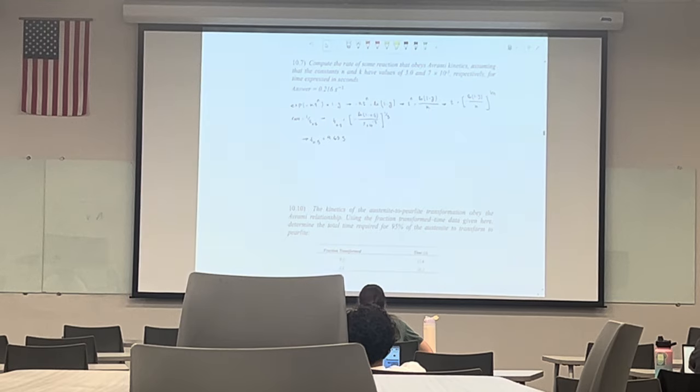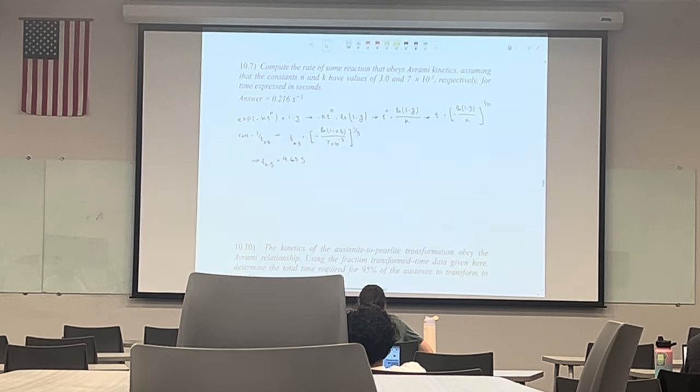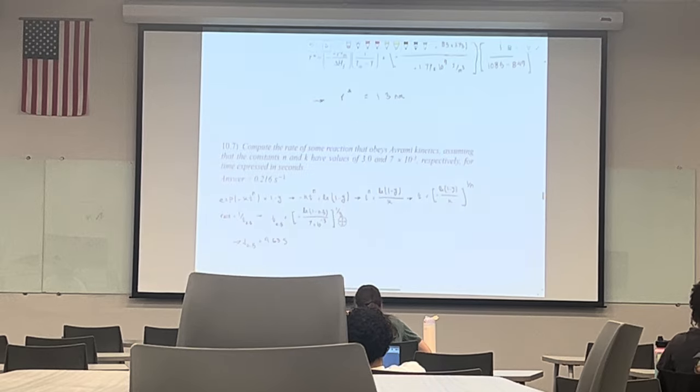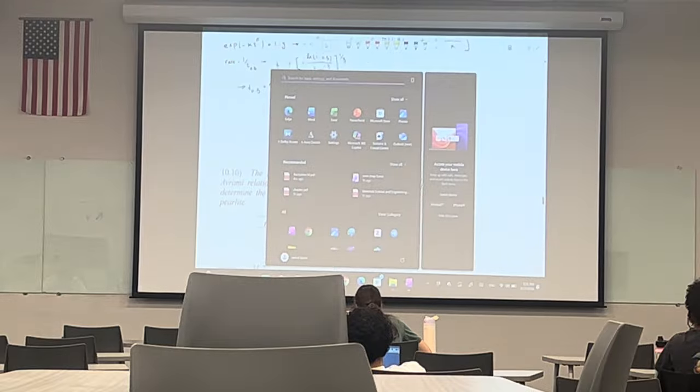Okay, so we need to find the rate. What is the rate? It is 1 over t half. And the t half means the time the system needs for half of the system to be transformed to the new phase, right? Let's look at this one.